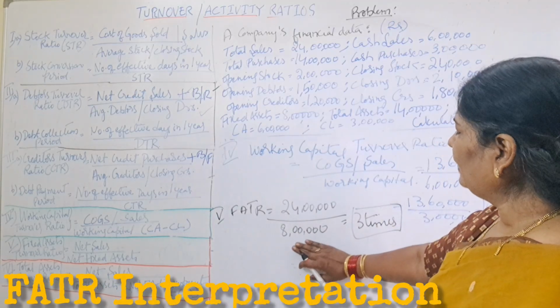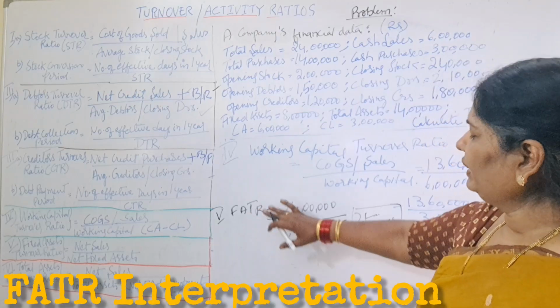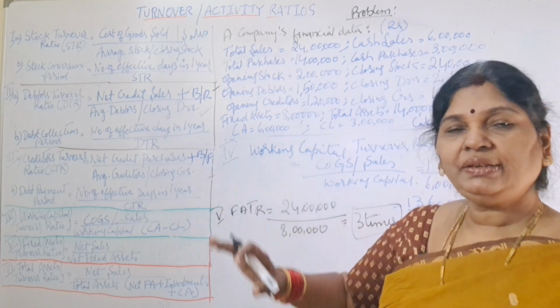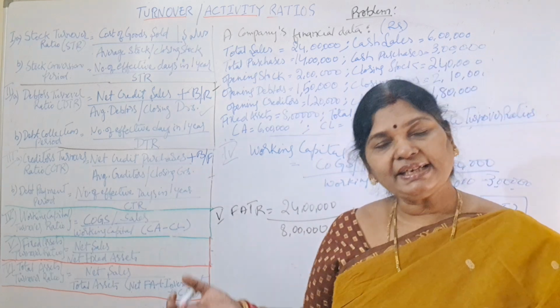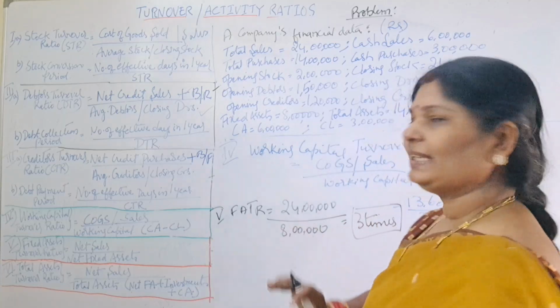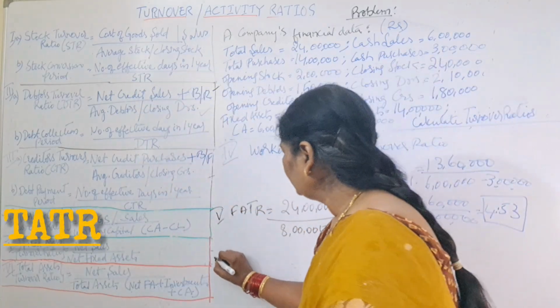So we are using our fixed assets very efficiently and we are making good sales. We can say that our company is effectively using all the fixed assets like plant and machinery, buildings, etc., and generating a good sales amount. We'll go to the total assets turnover ratio.